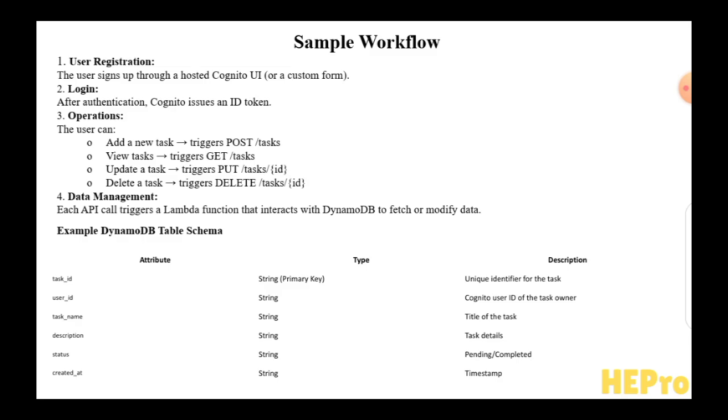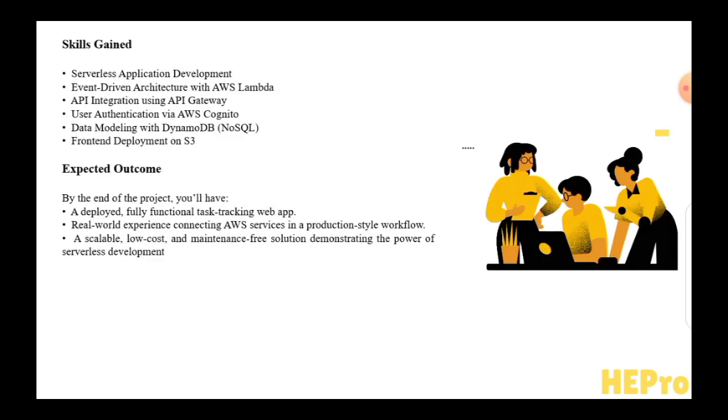application. Moving on. By completing this project, you will gain hands-on experience building a fully serverless web application. You will learn to design event-driven architectures using AWS Lambda, integrate APIs via API Gateway, and manage user authentication with Cognito. You will model and store data in DynamoDB while hosting the front end securely on S3. By the end, you will have a working task tracking app that's scalable, low maintenance, and fully deployed on AWS, giving you real-world insights into connecting multiple cloud services into a cohesive serverless application.